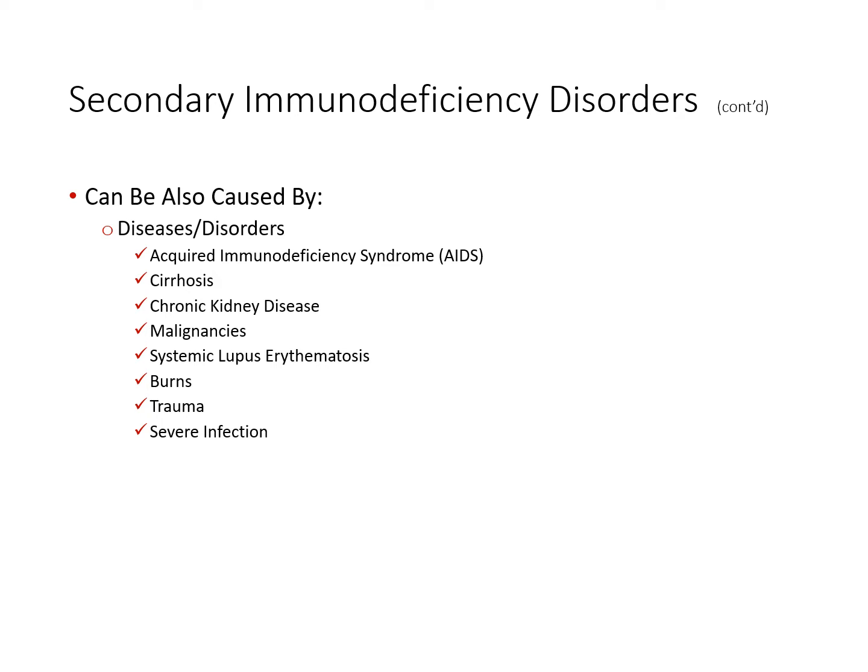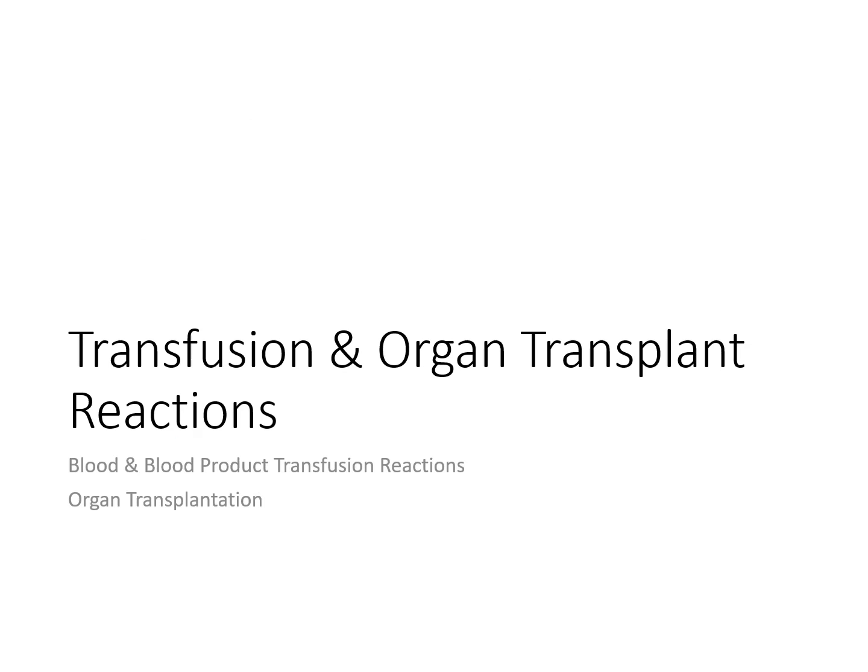All right, so main takeaway, you have immunodeficiency disorders, you know that they can be primary, those are considered genetic, and you know that they can be secondary, and there's a whole bunch of different things that can cause your secondary immunodeficiency disorders. We're now going to talk about transfusion and organ transplant reactions, and we'll once again highlight what is important for us here.